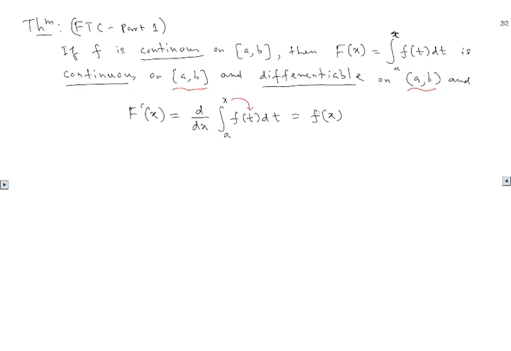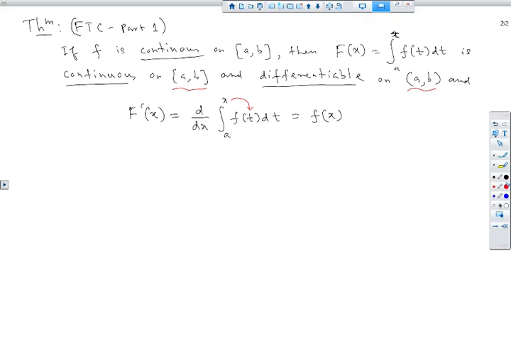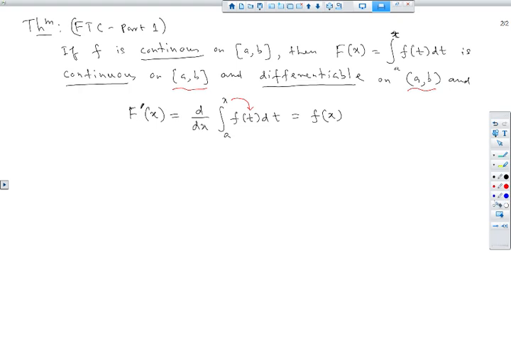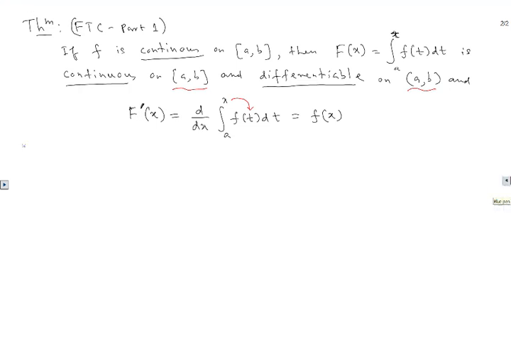So that is the fundamental theorem of calculus part 1. What it says is that you first integrate and then take the derivative, you get the function back. So you can see it's a very simple result, and then let's look at some examples.